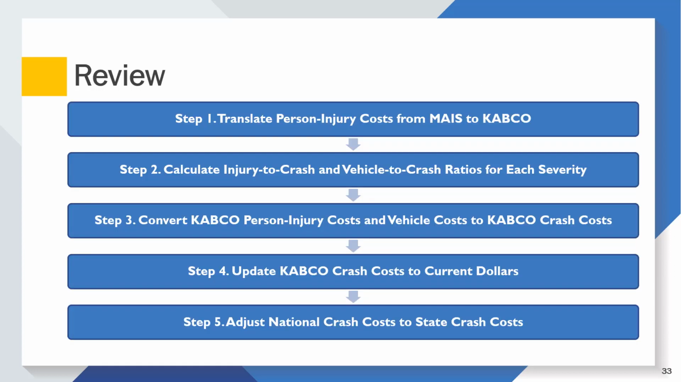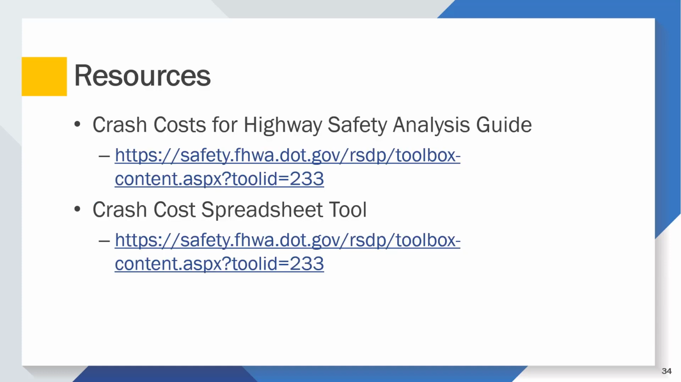With that, we've now completed the video on the fundamentals of crash costs and methods to develop, update, and adjust them. A complementary video walks through each module of the Crash Cost Spreadsheet tool. You can use the Crash Cost Spreadsheet tool to implement any or all steps from the 5-step process. There are many resources available to support you in using crash costs and conducting highway safety benefit cost analysis. Click the web links shown on the slide to access each resource.